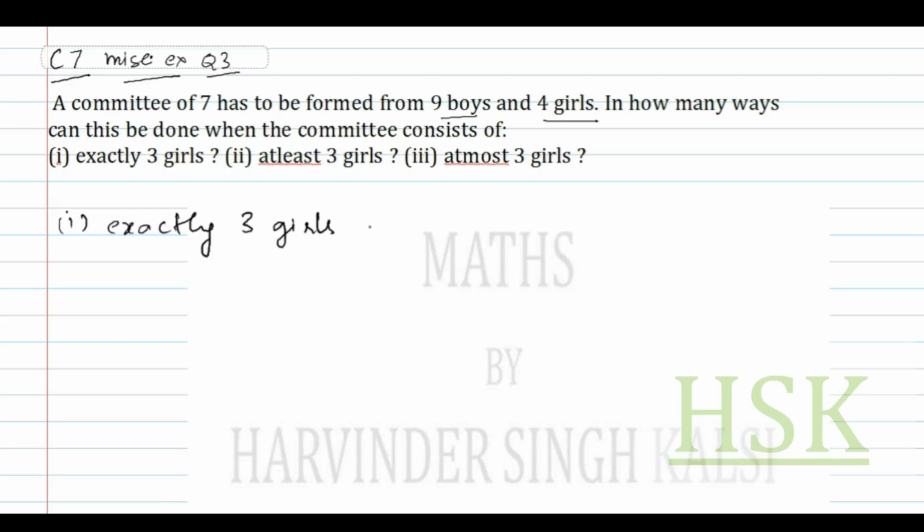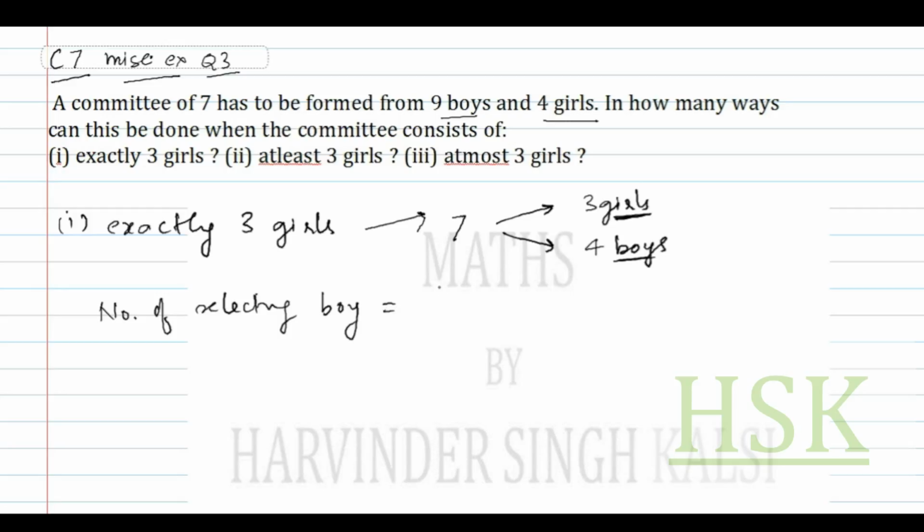Okay. So in a committee of 7, we have 3 girls. So this means that the remaining members would be boys. Therefore, the committee will have, in the first case, 3 girls and 4 boys. So the number of ways of selecting boys would be equal to 9C4. Okay, and the number of ways of selecting 3 girls would be equal to how much?